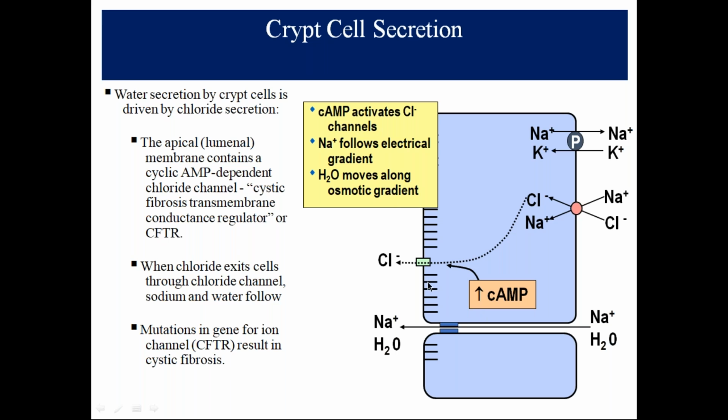Cyclic AMP activates the chloride channel. Sodium will follow this electrical gradient, and the water will move along the osmotic gradient. तो ये जो मूवमेंट होता है ये ट्रांससेल्युलर होता है, और ये जो मूवमेंट होता है इसको आप पैरासेल्युलर मूवमेंट कहते हैं.